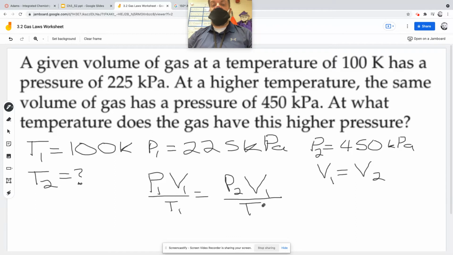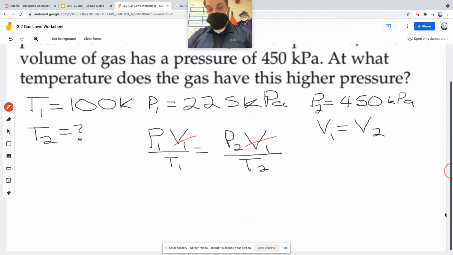Now you might say, Mr. Adams, why did you do it that way? Well, if I divide both sides by V1, what happens to the V1s? They will cancel. So even though we use the combined law, I'm left with a new formula: P1 over T1 is equal to P2 over T2. Notice that I have 4 variables. I know 3, and I'm solving for the 4th.